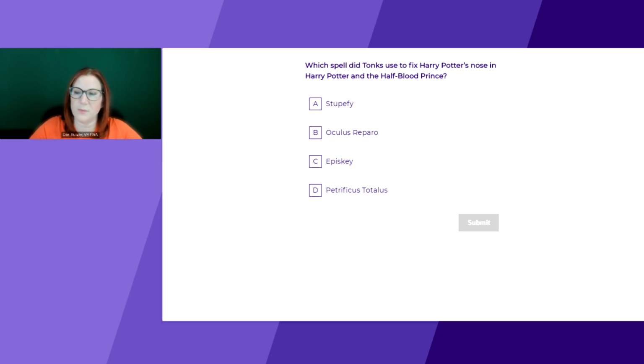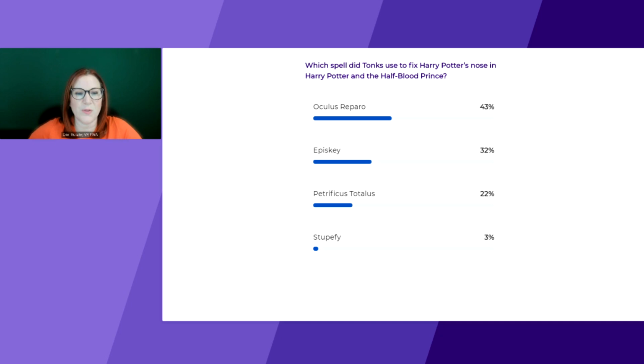In the movie, it was actually Luna who performed the spell on Harry Potter. So a little bit of difference between the book and the movie. And the first Harry Potter book, The Sorcerer's Stone, came out in 1997. The movie was released in 2001. Let's see, I think we've got enough results to publish at this point. Awesome. All right, so the answer is Episky. About 32% of you answered this correctly. If you're not a Harry Potter fan, totally get it. This was one of those obscure spells that only came up a couple times, but great job, everybody.